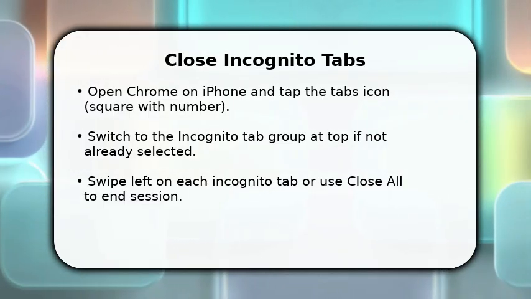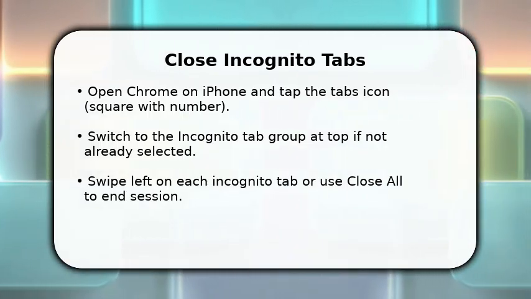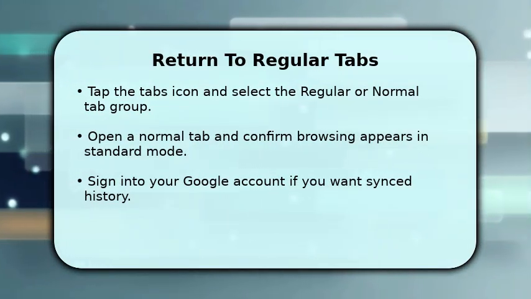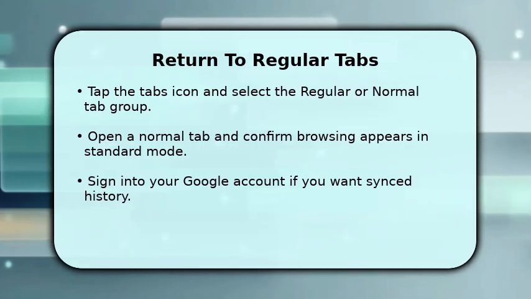Make sure you've saved any data you need before closing, because these tabs won't retain history or form entries. Once you've closed Incognito tabs, switch back to the regular tab group by tapping the tabs icon and selecting the non-Incognito label. Open a normal tab and confirm that the address bar and toolbar no longer show the Incognito mask.